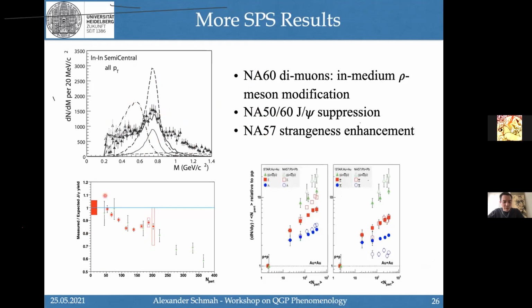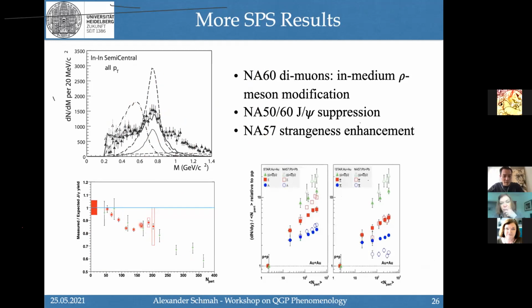J/psi suppression I already showed you in comparison to PHENIX and STAR results was also done here at SPS, and you see how the J/psi is suppressed with increasing centrality. Strangeness enhancement is shown here, as a function of the number of participating nucleons, how it is going up, and also in comparison to STAR results, which looks qualitatively quite similar. And this was also discussed as a signature for quark-gluon plasma creation.